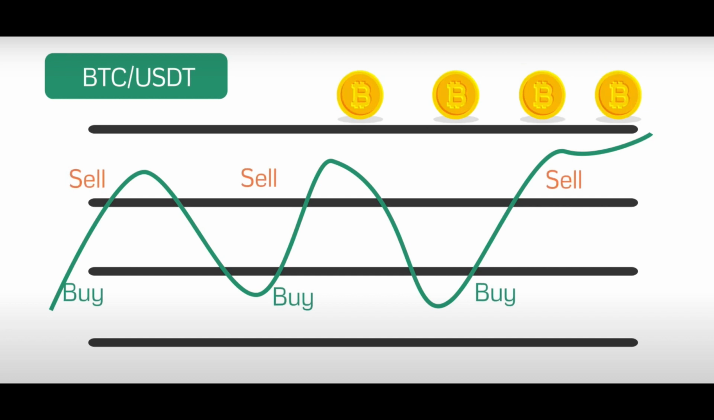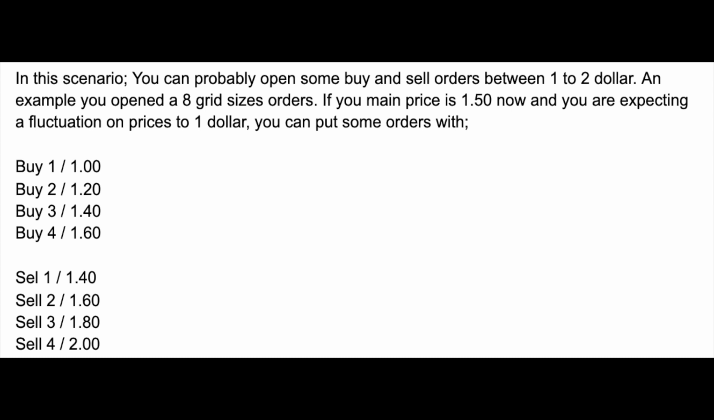But you need automation for buying and selling prices. You don't want to check charts and analysis every time, because you don't have to. There is grid trading. In this scenario, you can open some buy and sell orders between $1 and $2. For example, you open a good 8 grid size of orders. If your main price is $1.50 now and you are expecting a fluctuation in prices to $1, you can put some orders as shown on the screen. These are just for an example.